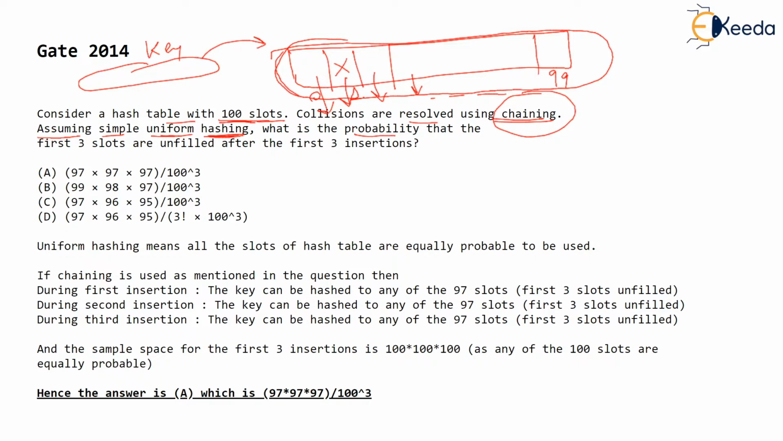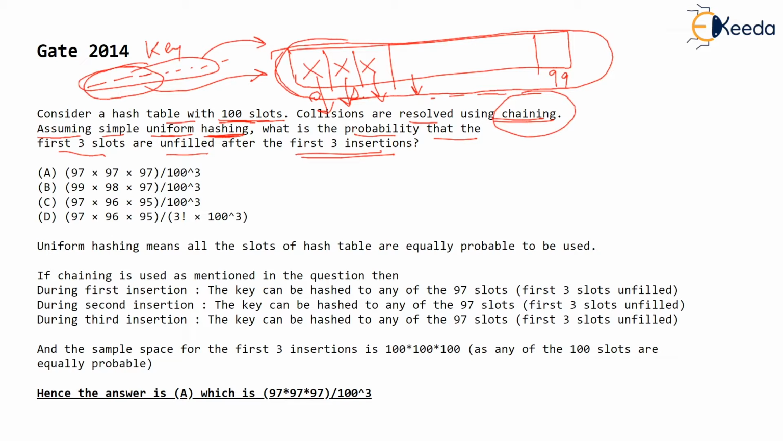Now the question says, what is the probability that the first three slots are unfilled after the first three insertions? So assume that we have done the first three insertions. There are some three keys given here. Many keys are there, but just imagine we have inserted only the first three keys into our hash table. Then what is the probability that after inserting these three keys, the first three slots will remain vacant? Isn't it so? That's the question.